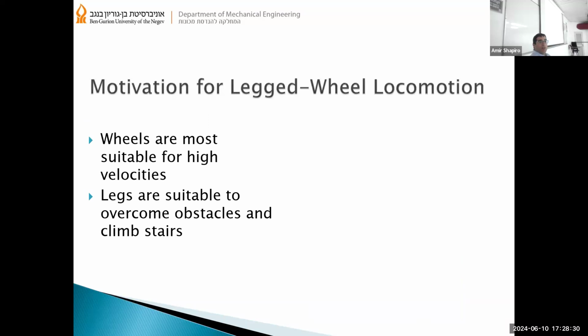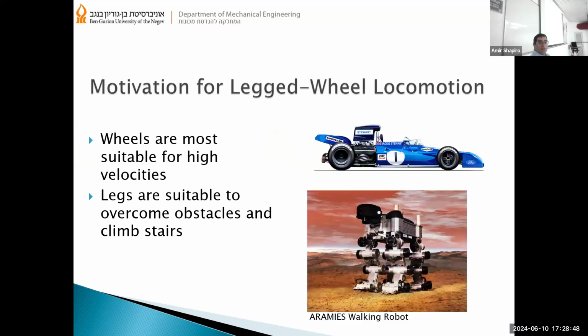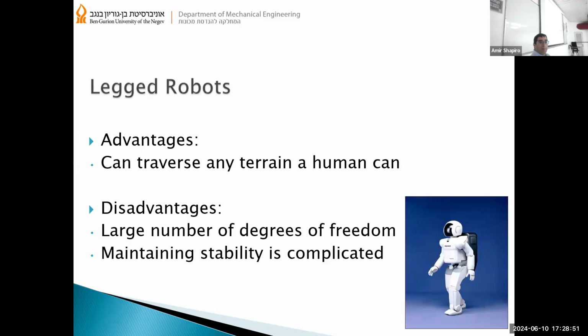So the motivation for legged versus wheel locomotion. Wheels are most suitable for high velocities. You can roll on the ground. Legs are suitable to overcome obstacles and climb stairs. Legged robots. So the advantage of legged robots is that they can traverse any terrain that a human or an animal can walk on.